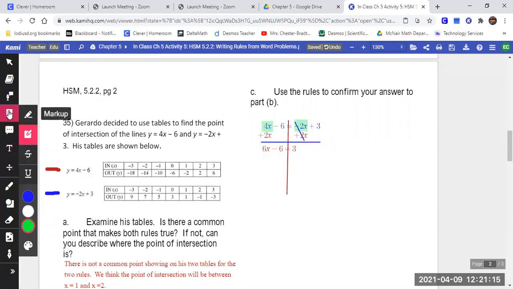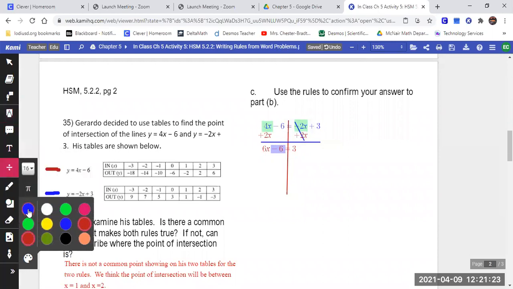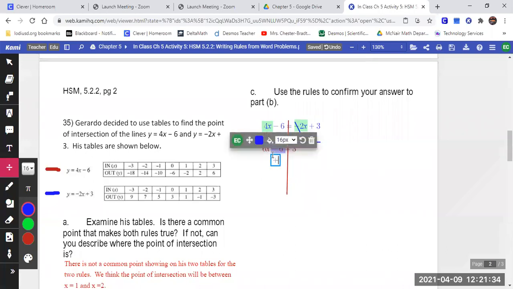No. So we have to move our number away from our letter side. So what are we going to do to big zero that 6 out of there? Okay, add 6 to both sides. Yeah, good job.